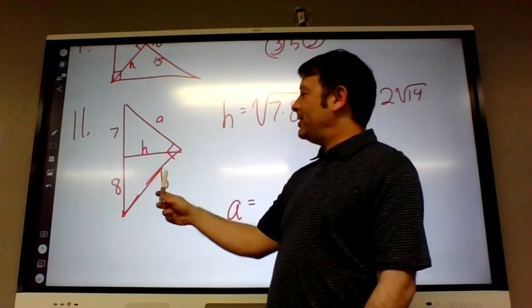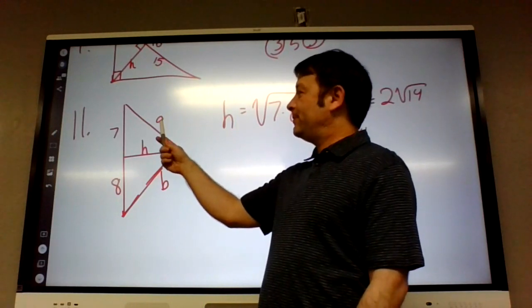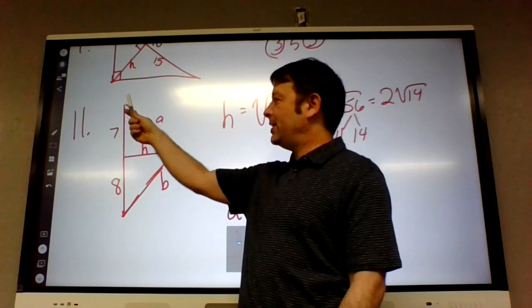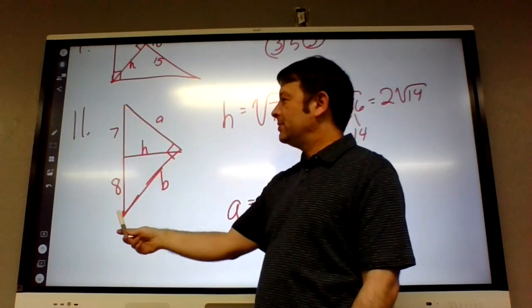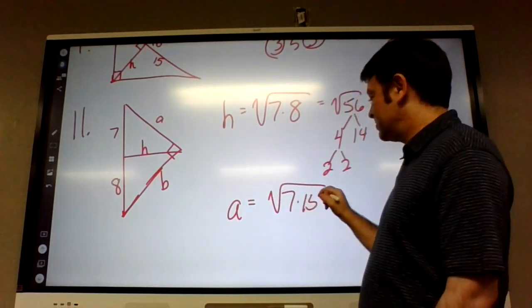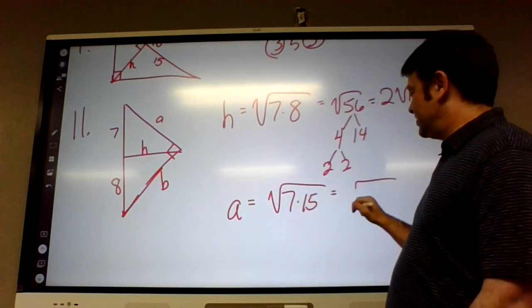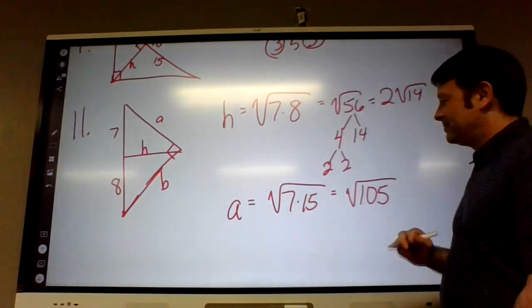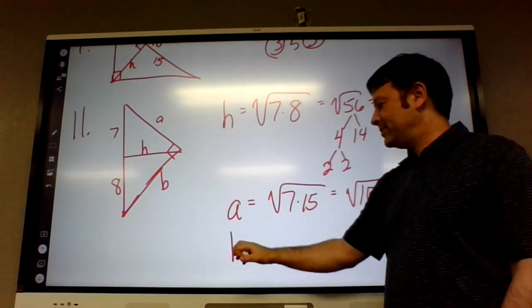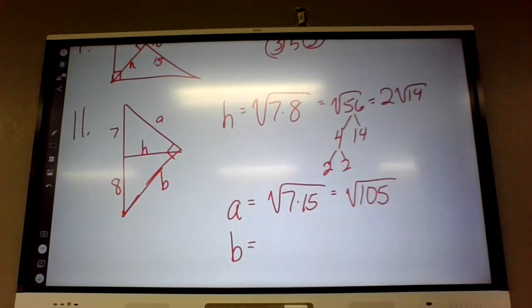Now A and B are off to the side. So do you remember how we found A? 7 and 7 plus 8. 15. Yeah. You're like reading my lips. Okay, that one does not even simplify. So let's do square root of 105.